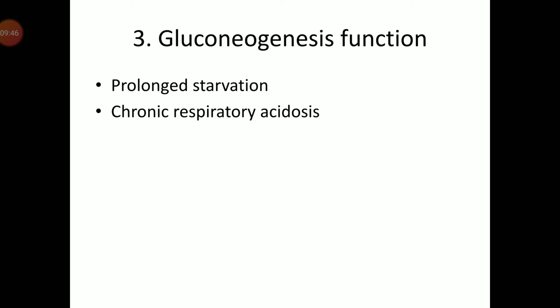And the third function of the kidney is the gluconeogenesis function. We know that the gluconeogenesis process is associated with the production of glucose molecules from non-carbohydrate sources, right? The kidneys do this only in very prolonged starvation or chronic respiratory acidosis. So normally, in a healthy adult, we cannot say that the kidneys are associated with the gluconeogenesis function. Only in these conditions can you see the kidneys assuming this function.